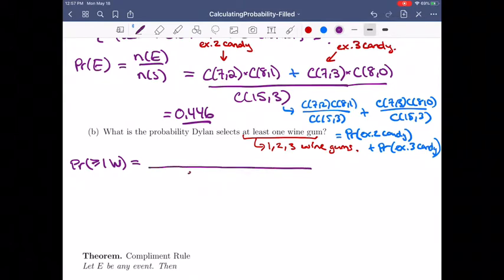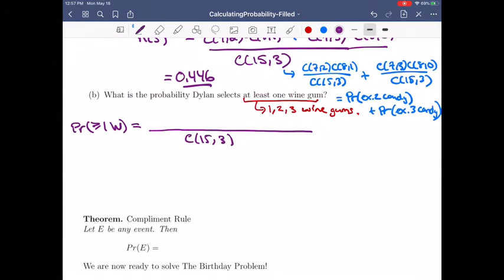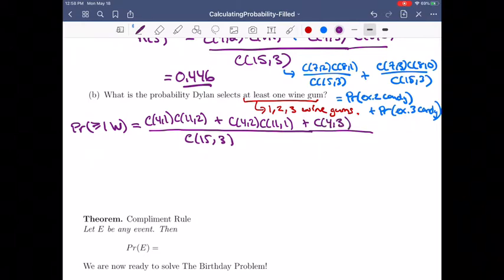So the sample space is the same. So if he gets 1 wine gum, so there were 4 wine gums, that means he has to pick 1 of them, but then he also has to pick 2 other things, and there's 11 other things. Now if he gets 2 wine gums, he picks 2 of the wine gums and then 1 of the 11 other things. And if he gets 3 wine gums, he has to pick all of them from the wine gums, and you can have the 11 choose 0 if you want, but you don't need it. Okay, if you compute this, you should get 0.637.